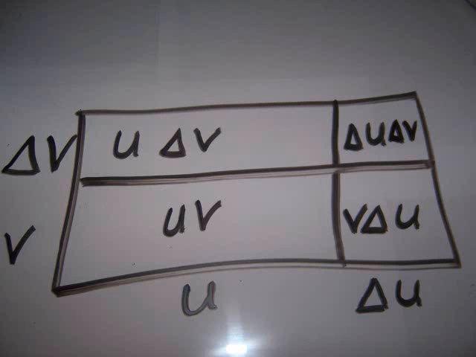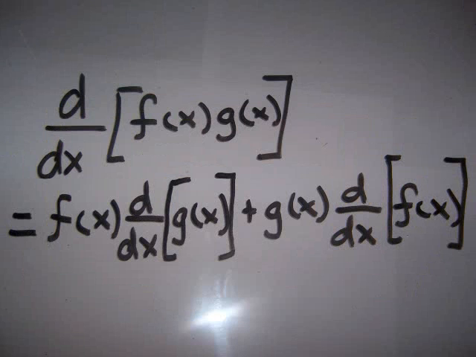This slide shows the geometry of the product rule with respect to delta V and delta U. The product rule says that the derivative of the product of two functions is the first function times the derivative of the second function plus the second function times the derivative of the first function.